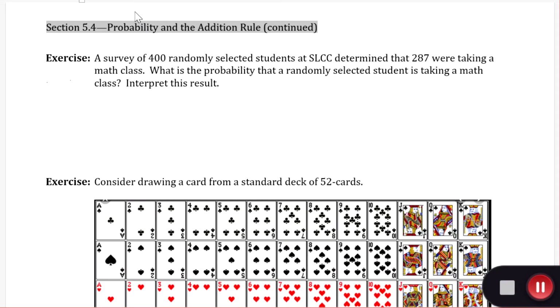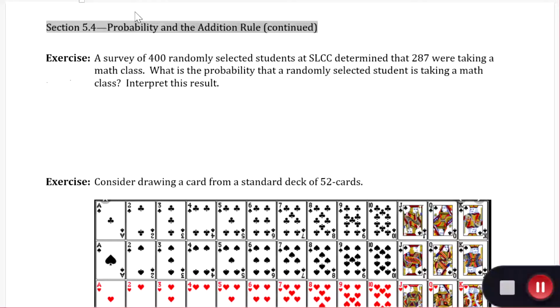Hello, these are the exercises for section 5.4, probability and the addition rule. A survey of 400 randomly selected adults at Solid Community College determined that 287 were taking a math class. What is the probability that a randomly selected student is taking a math class?